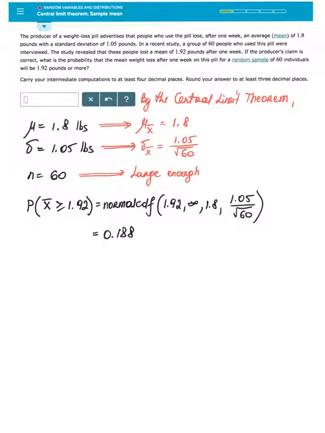Probability that the sample mean will have a value of at least 1.92, which means x bar will be greater than or equal to 1.92, is normal CDF of 1.92 to positive infinity with the mean of 1.8 and standard deviation of 1.05 divided by square root of 60. When you enter all of that into your calculator, you should get 0.188 when rounded to 3 decimal places.